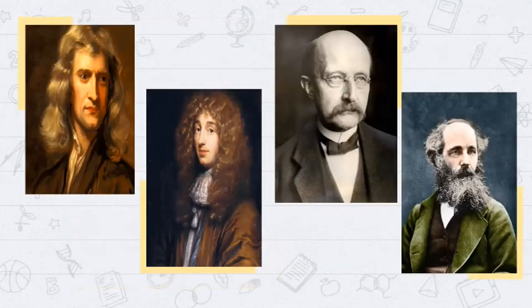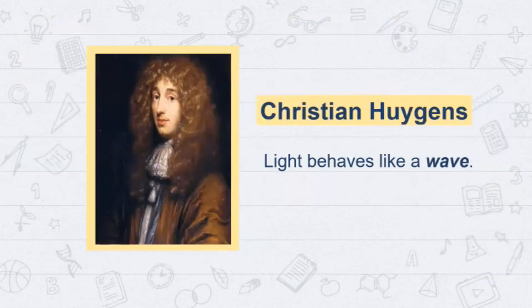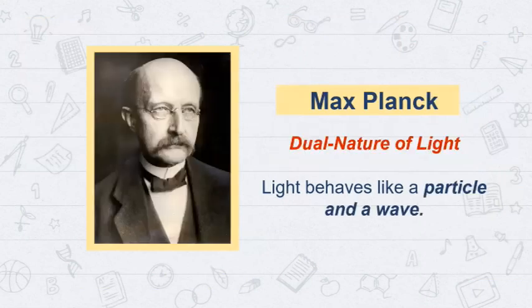Many scientists studied light. Are you familiar with them? Did you meet them in your earlier grades? Let's get to know their ideas about light. Sir Isaac Newton believed that light behaves like a particle, while Christian Huygens believed that light behaves like a wave. Another scientist, Max Planck, came up with what is now known as the dual nature of light. He explained that light can be a particle and a wave.